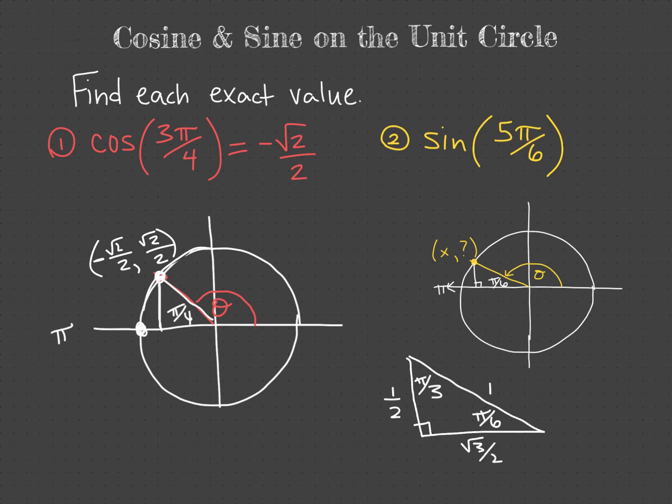What we care about is the y-coordinate here, which is 1/2. It is in the second quadrant, and therefore our y-coordinate, we have to go up to get there. Therefore, the sine of 5 pi over 6 is positive 1/2.